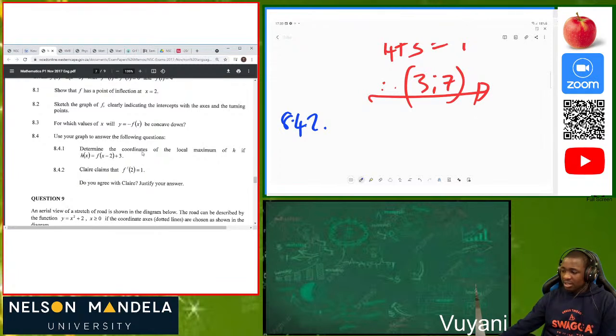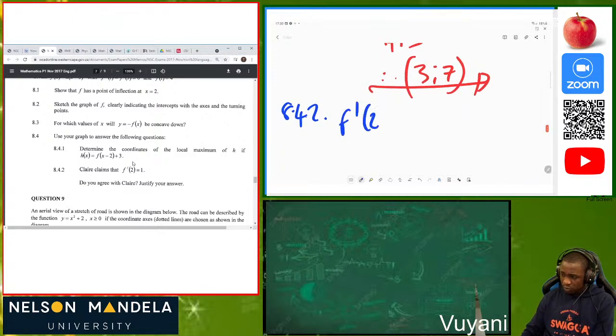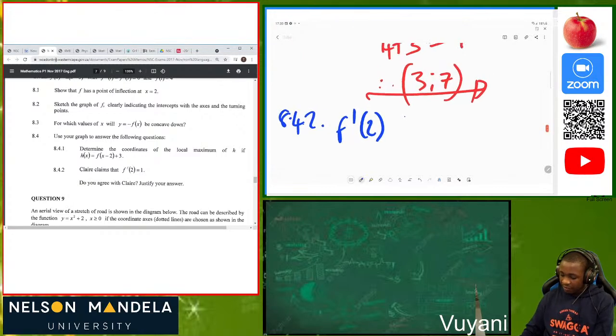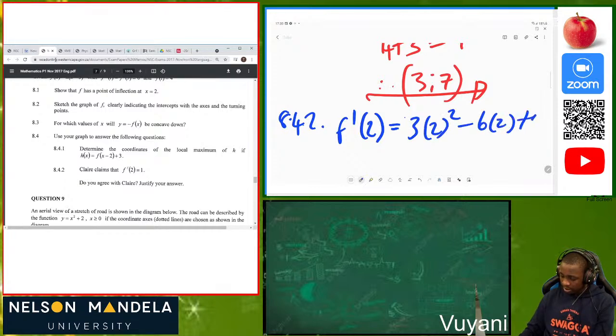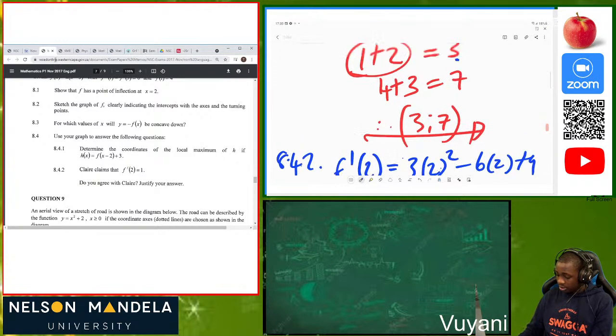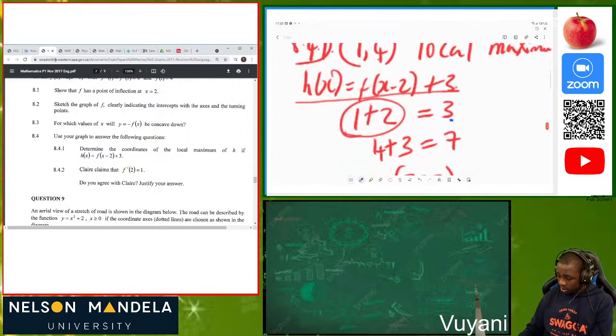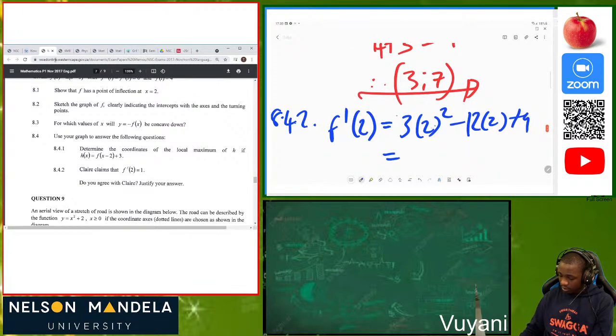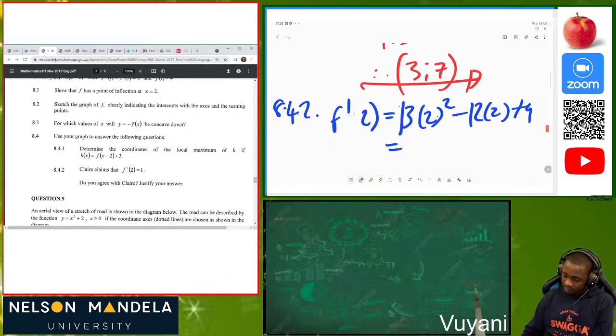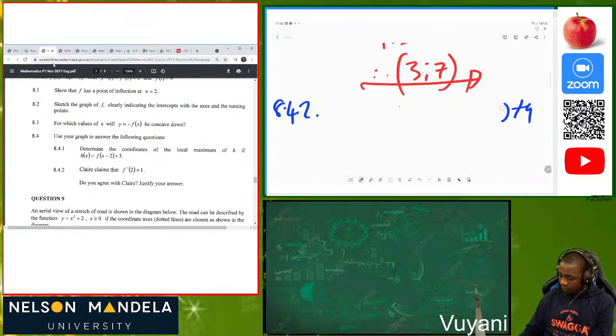If we look at this question clearly, we can do this easy thing. f prime of 2 is not equal to 1. Let's just determine f prime of 2. So f prime of 2 is equal to 3 times 2 squared minus 6 times 2 plus 9, which is equal to 3 times 4, it's 12 minus 12. Okay, let me just check something. Here it's supposed to be 12, sorry for the typo. Let me just do this first so that you don't get confused.